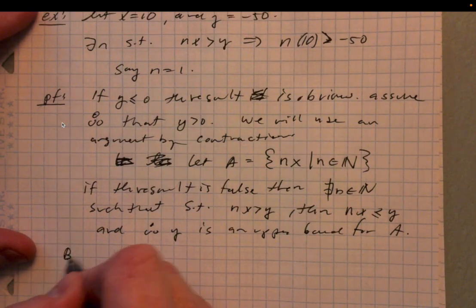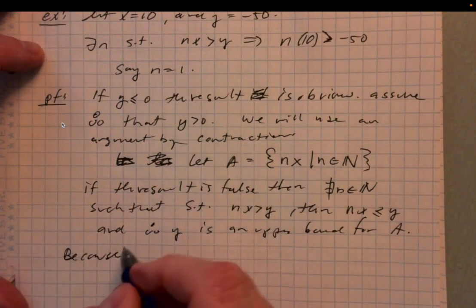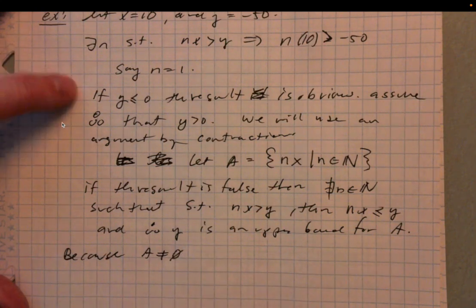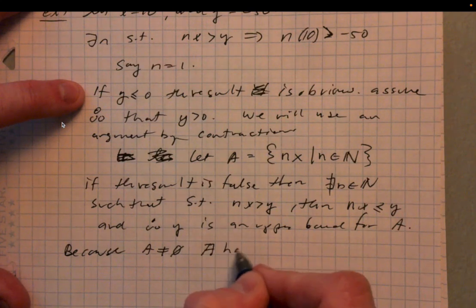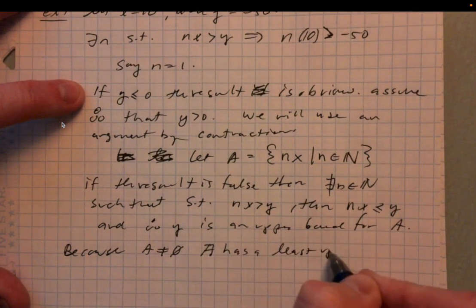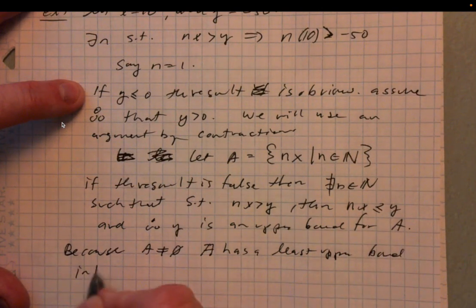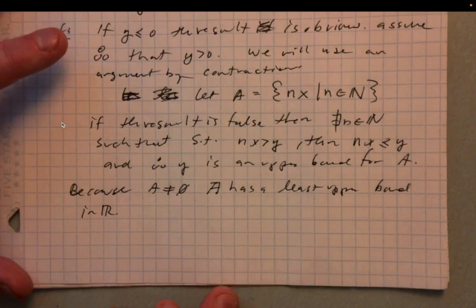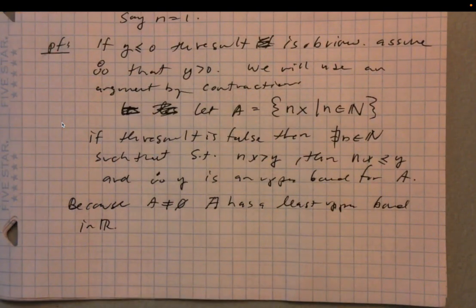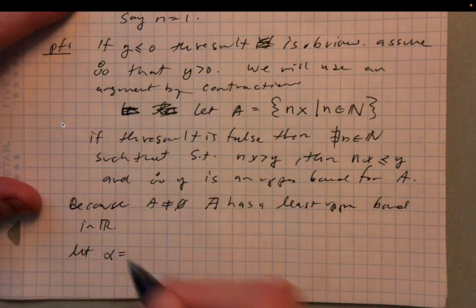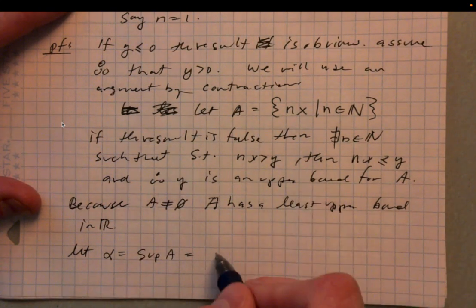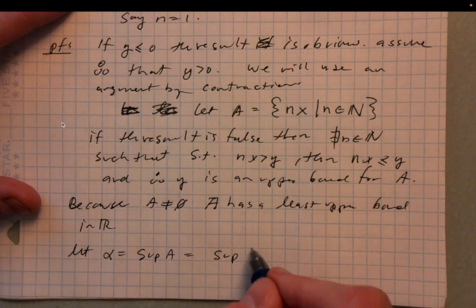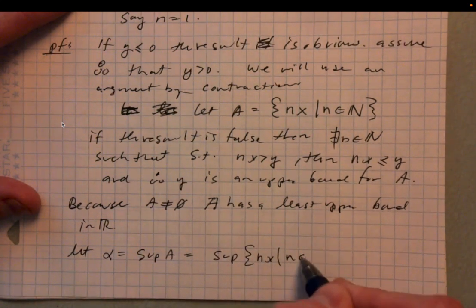Now, because A is non-empty, A must have a least upper bound in R. That's the least upper bound property coming in. So let's go ahead and let alpha equal the supremum of A. Just to keep in mind what we're talking about, alpha is the supremum of this set, nx such that n is a natural number.